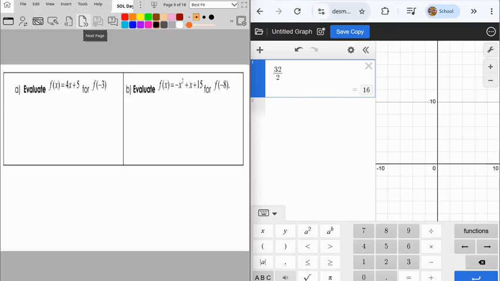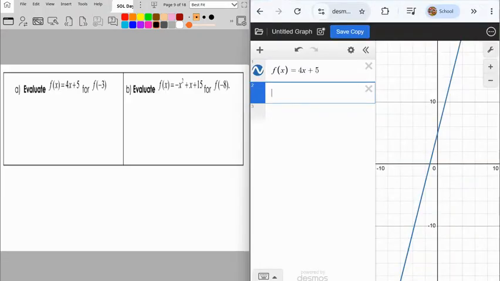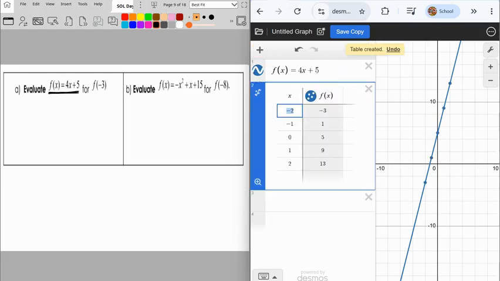We did that in the last video, but this time we're going to show you how to do it using Desmos. So here we go. I already went ahead and typed in this part, f of x equals 4x plus 5. Now we're going to push this wrench button or gear button, push a graph, and there we go.